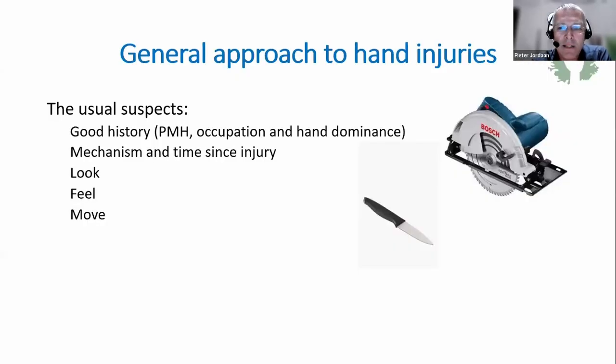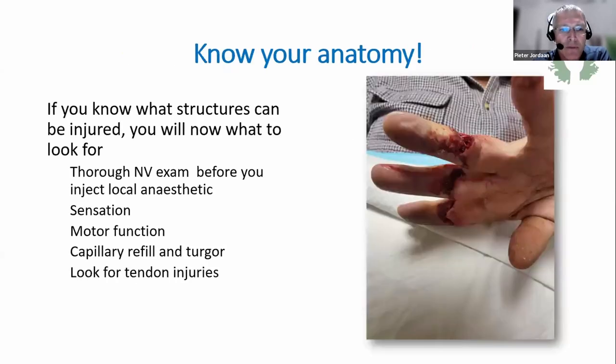So then moving on, it's the same general orthopedic principles that we always use: look, feel, move. But for me, the most important thing is you really need to know your anatomy well. So if you know what structures can be injured, you will know what to look for. And for me, a thorough neurovascular exam is incredibly important. And do this before you inject local anesthetic. Test sensation, test motor function.